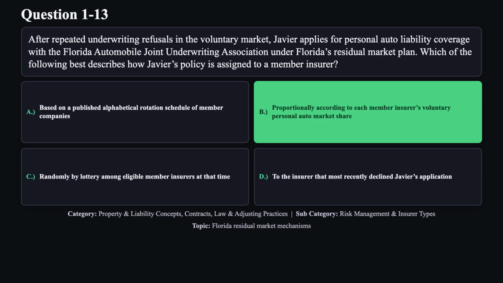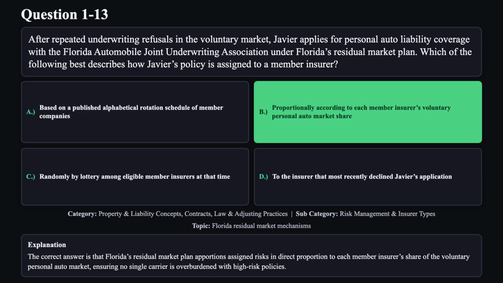The correct answer is B. The correct answer is that Florida's residual market plan apportions assigned risks in direct proportion to each member insurer's share of the voluntary personal auto market, ensuring no single carrier is overburdened with high-risk policies.